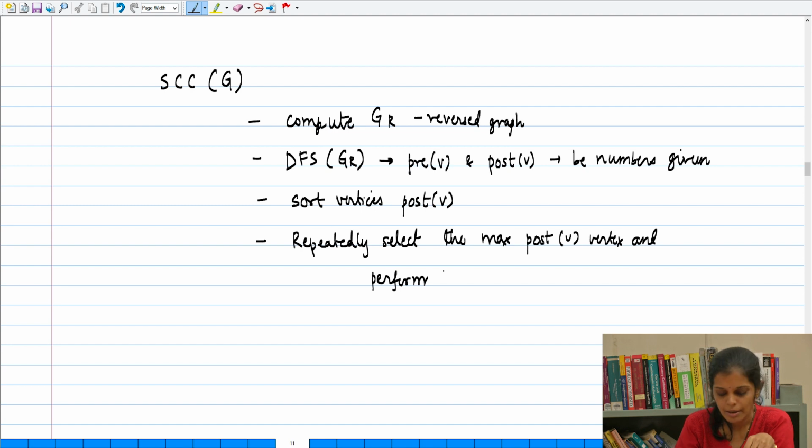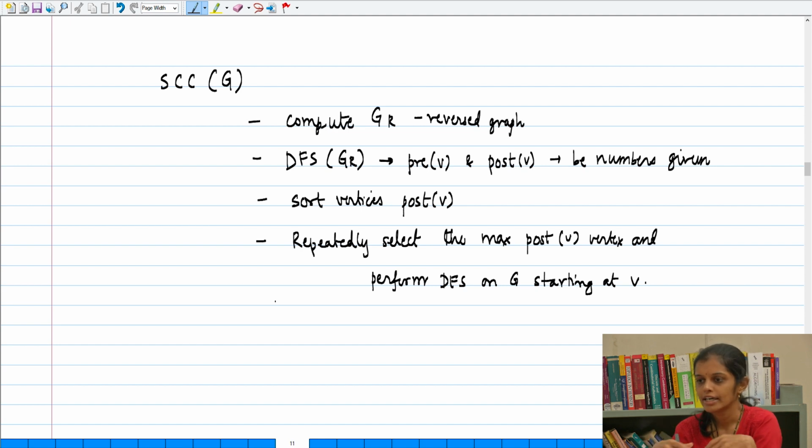So I will not write that here, but perform DFS on G starting at V and keep doing this. That is, once you have explored all the vertices reachable from V, you delete them from the graph and keep doing this, right? So you already have sorted vertices. Some of the vertices you may have lost because some of the vertices have been marked as no longer required, right? So when I say delete, you don't have to physically go and delete vertices from the graph. You can say that those vertices have already been given a component number.